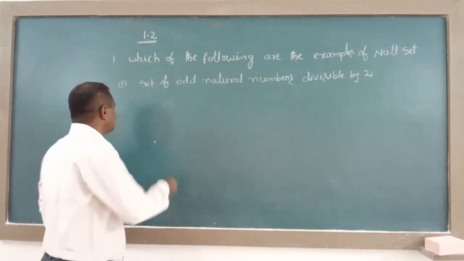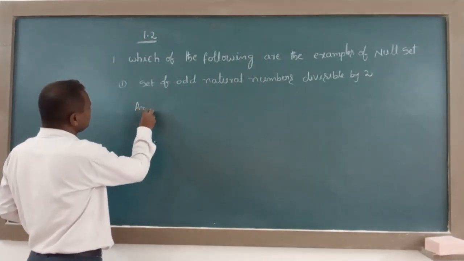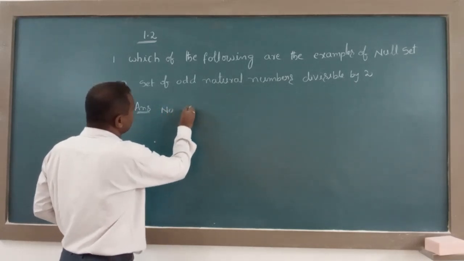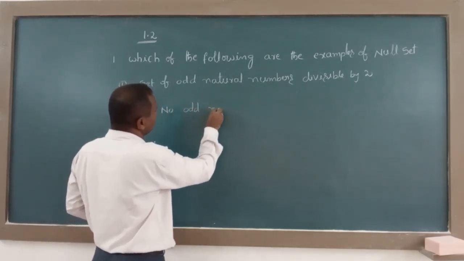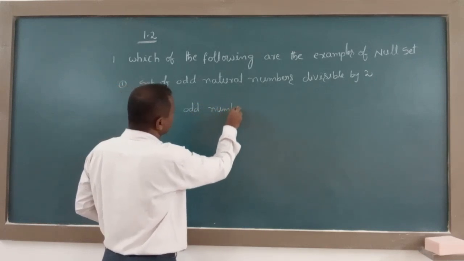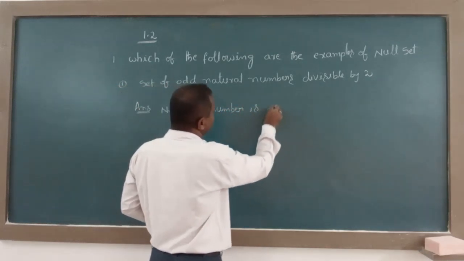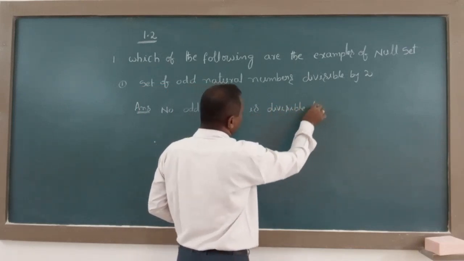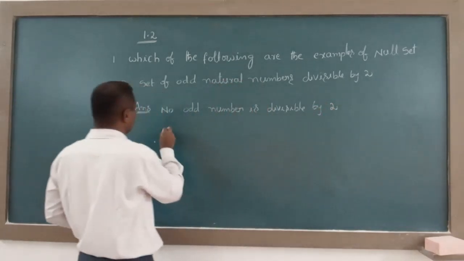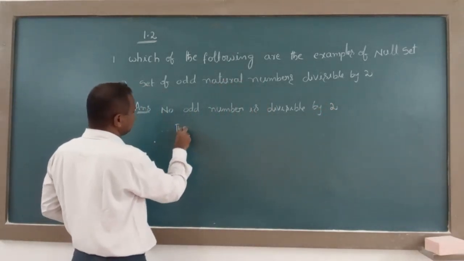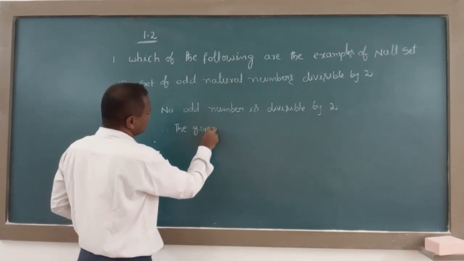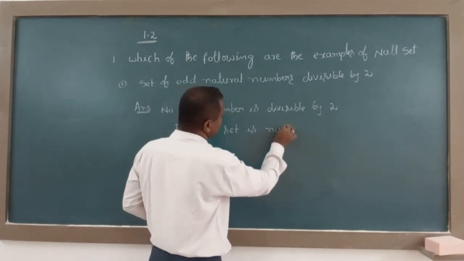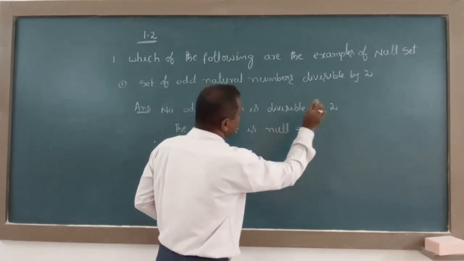See here, the answer for this question is: no odd number is divisible by 2. Therefore, the given set is a null set. This is the answer for this question.